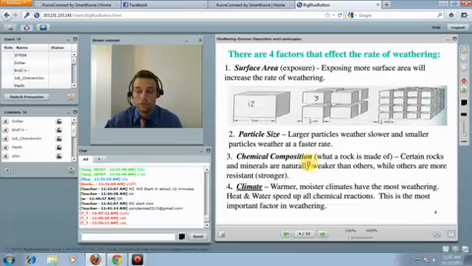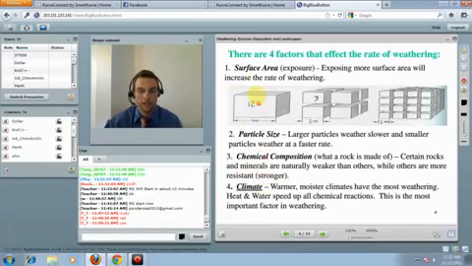Chemical composition. So is it a hard rock? Is it a soft rock? What's the density of the rock? If it's really hard, then it's usually much stronger and it takes longer to weather. So resistant rocks. This should all be kind of intuitive, but maybe this slide helps me think about it, and hopefully it will help you.